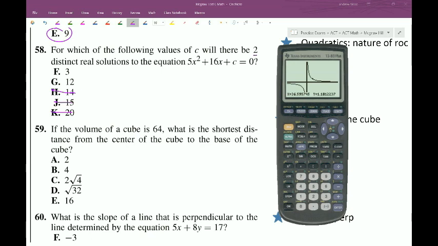What's going on here? Yeah, this is looking like a hyperbola. Did I type it in wrong? Yeah. Okay, I think I typed it in the wrong spot. 5x squared plus 16x plus 12. Graph. Okay, and zoom 0 again.